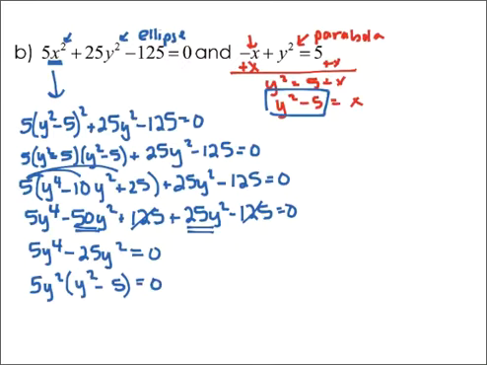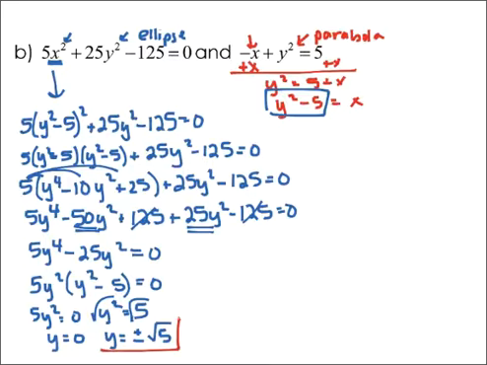Now, since I've got two y squareds, I could end up with actually 4 answers. So if I set 5y squared equal to 0, divide by 5, I'm just going to get y is equal to 0, because I can't do plus or minus 0. If I do y squared is equal to 5, when I square root this, I actually get y is equal to plus or minus the square root of 5. So I have to plug all 3 of these into my other function.